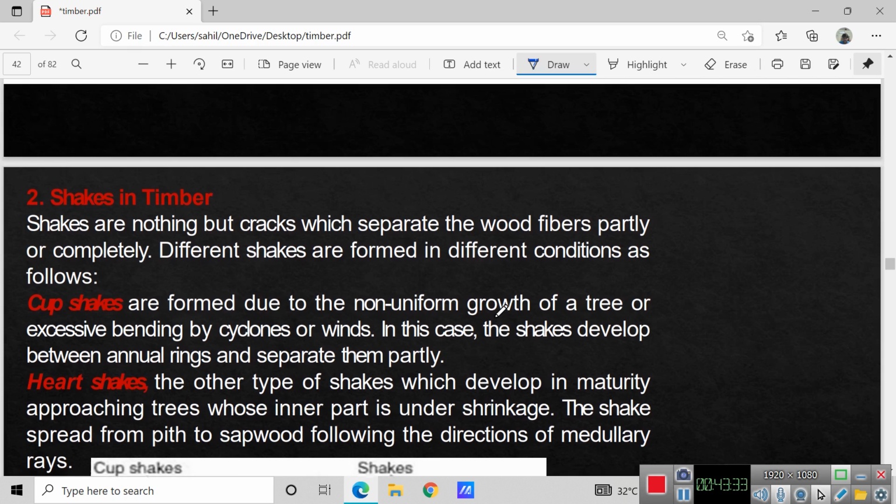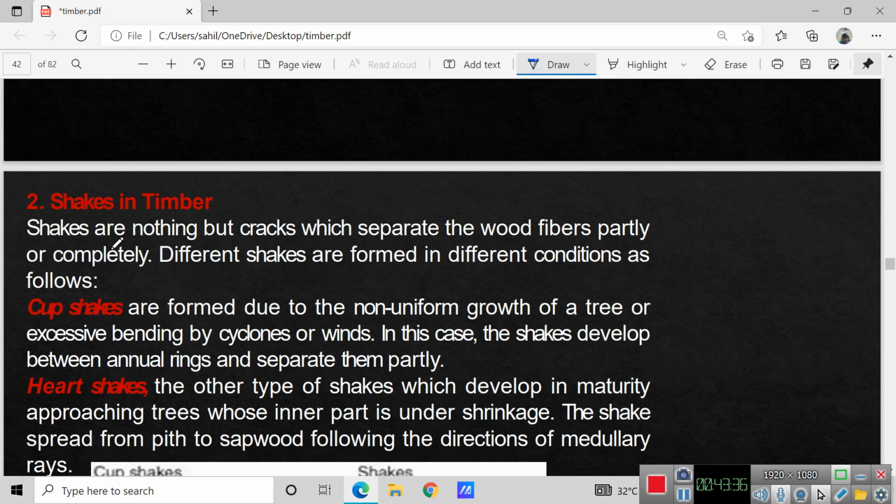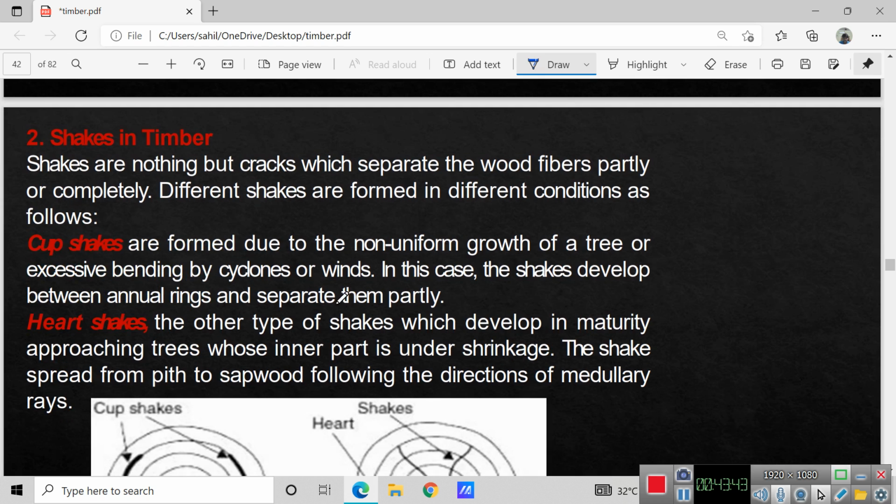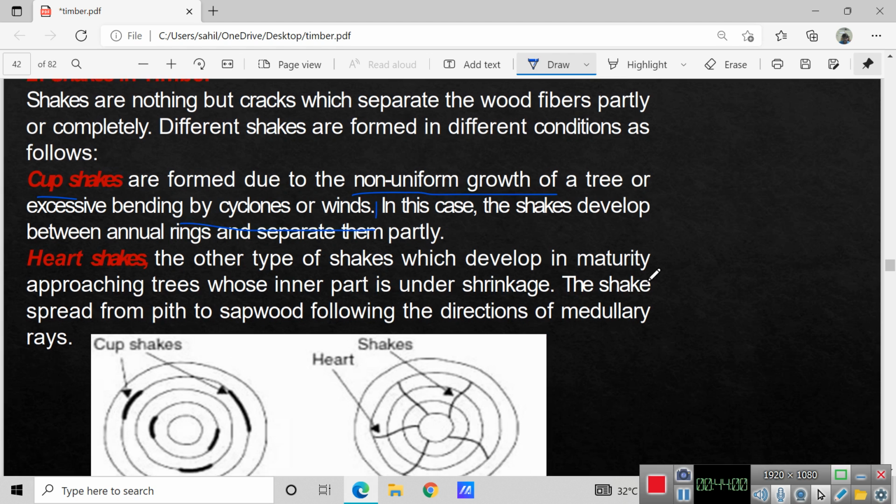Shakes in timber. Shakes can be of different shapes. Shakes are nothing but cracks which separate the wood fibers partly or completely. Different shakes are formed in different conditions as follows. Cup shakes are formed due to non-uniform growth of a tree. So what is the reason of cup shakes? Due to its non-uniform growth or excessive bending by cyclones or winds. In this case, the shakes develop between annual rings and separate them partly. Heart shakes, the other type, develop in maturity-approaching trees whose inner part is under shrinkage. The shakes spread from pith to sapwood following the direction of medullary rings.